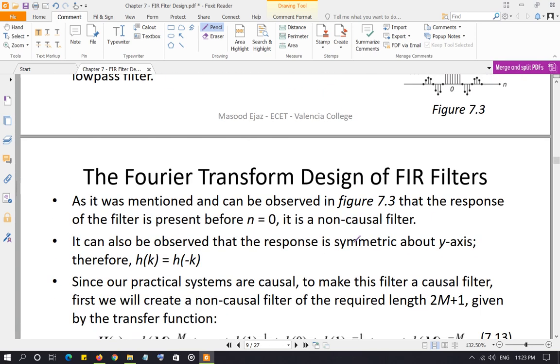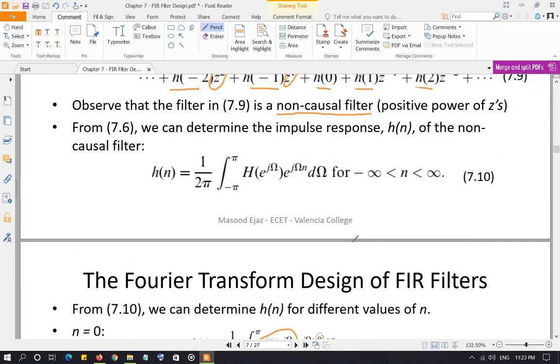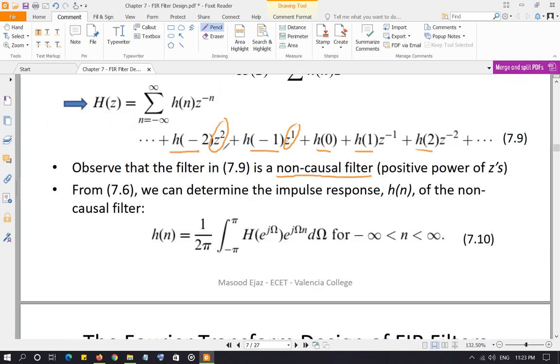Okay, so how do we make this filter a causal filter? To make this filter causal, basically we shift this function by whatever the length of the filter is. That means we multiply this function by z to the power negative of the highest power of z. So let's say this is your function, and the length of the function is 5 here. Length means how many values of h there are. So you have h negative 2, h negative 1, h0, h1, h2. So it's length 5, or what we also call a 5 tap filter.